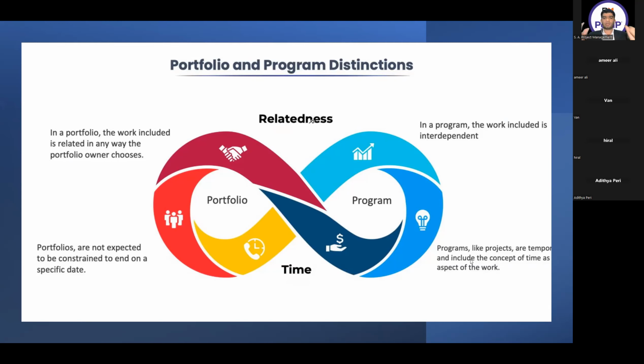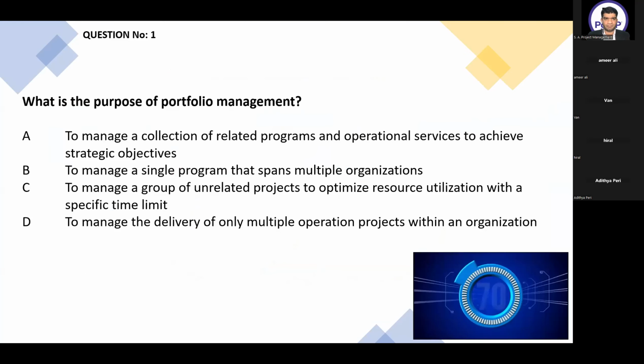So now we have two keywords. Everybody, you can write in your notebooks that the key word difference between a portfolio and a program is relatedness and time. Okay. So that is our basic, how we are grouping the components in the program.